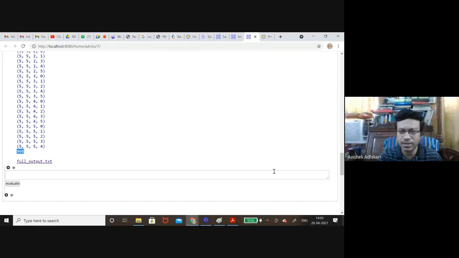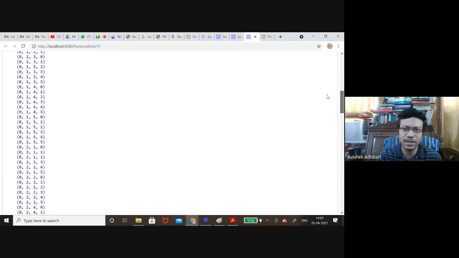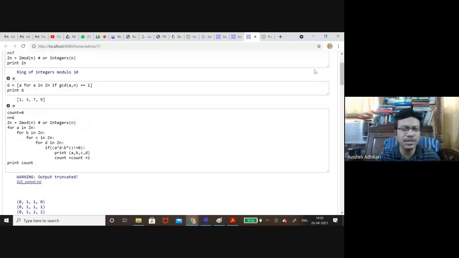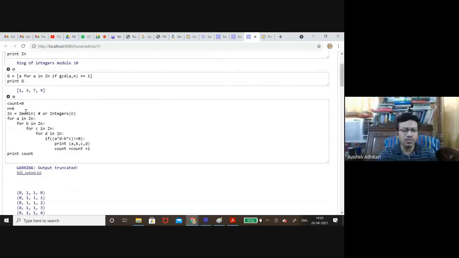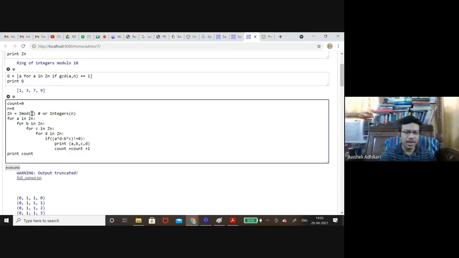Okay, so you can check with your mathematical argument whether this 966 are there. Now you can see how easily I did this. I have taken n to be 6 and count to be 0, and Zn is Z modulo n, and that's all. Here I put the value of n to be 6. Z modulo n basically gives you Zn.